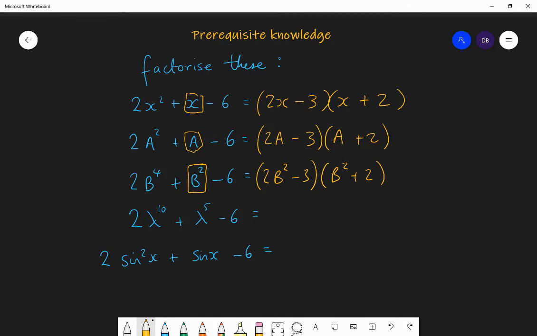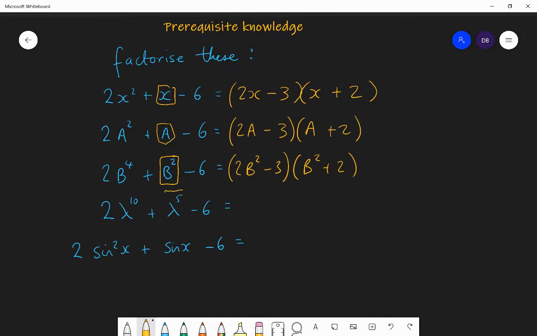The fourth one is the same, but instead of the a and the x, we have lambda to the power 5. Lambda is a Greek letter, which you will meet lots at A level, especially when you're dealing with vectors and things like that. So you have (2λ⁵ - 3)(λ⁵ + 2).